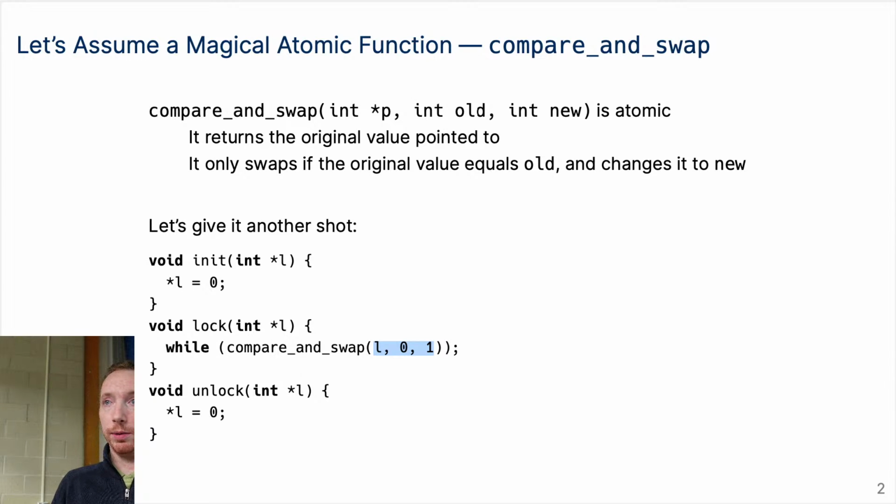Otherwise, if it was already 1, compare and swap will return 1, which would make this loop go on and on again, right? So it would just keep on doing the compare and swap. The value would be 1. It would keep on looping, looping, looping until eventually the unlock happens and a 0 is written to it, and then another thread that was waiting at the lock could pass. So this is actually a valid implementation of a mutex.